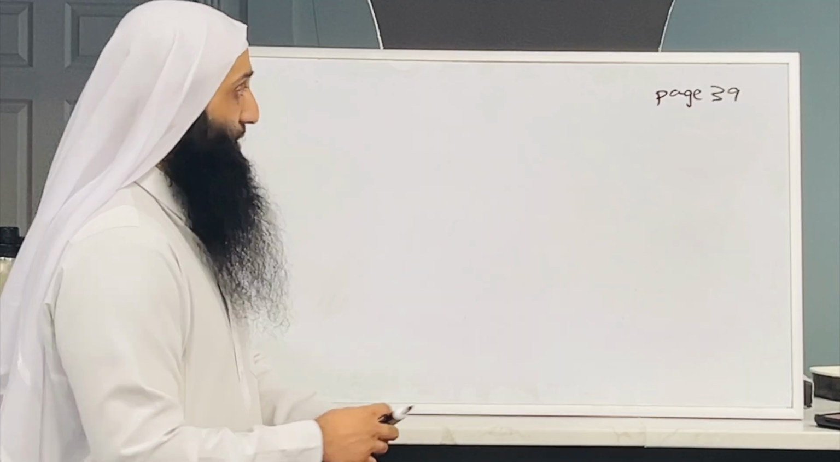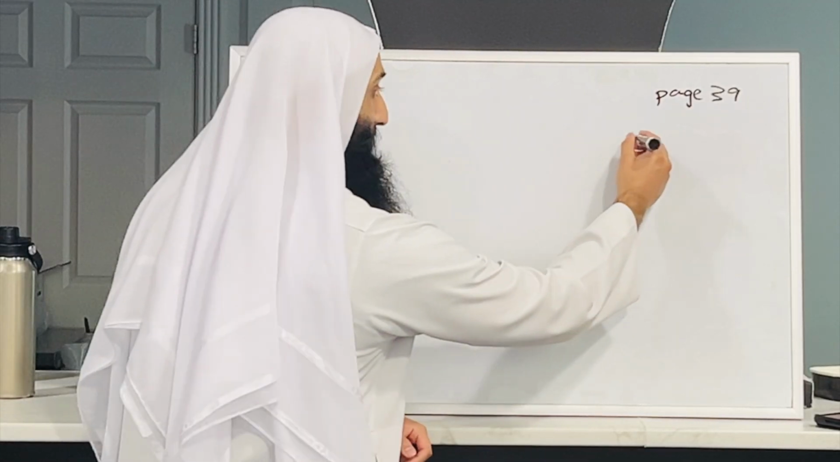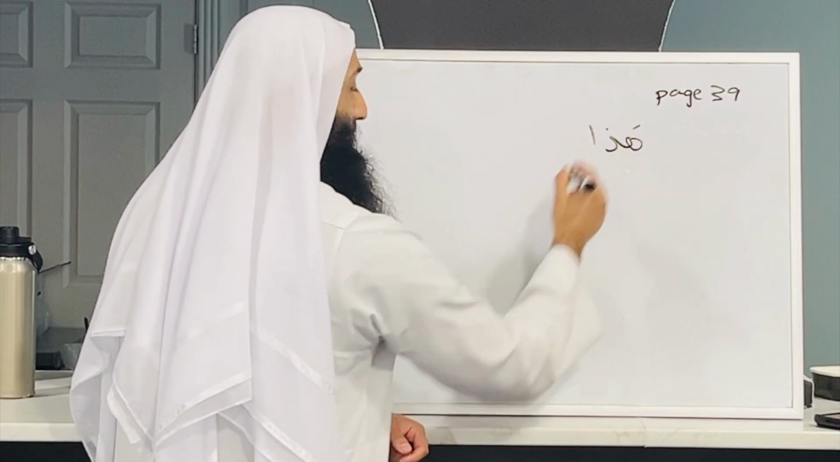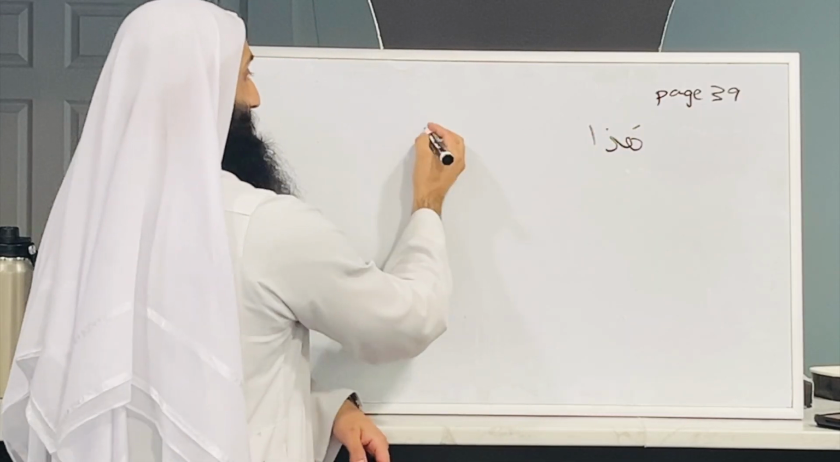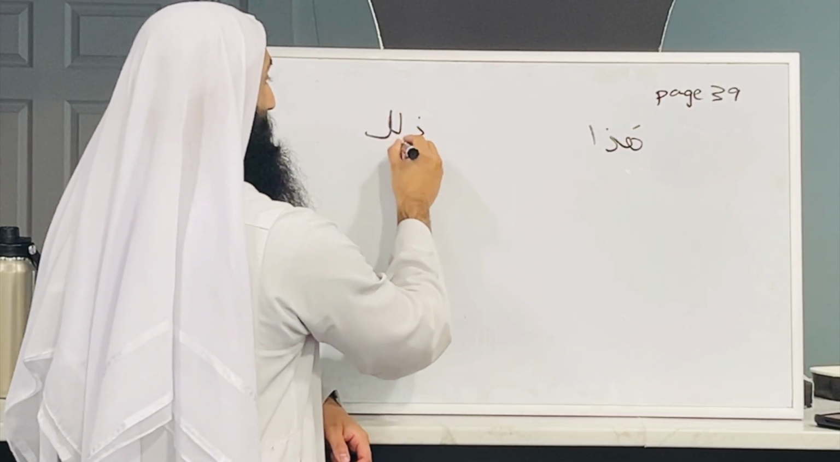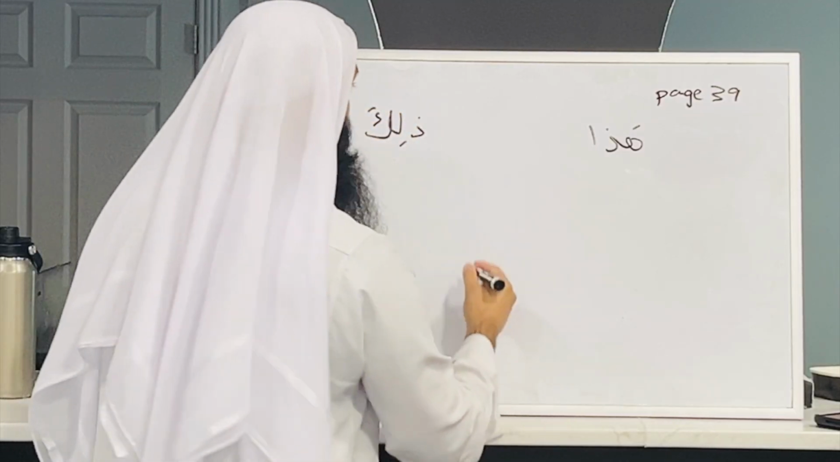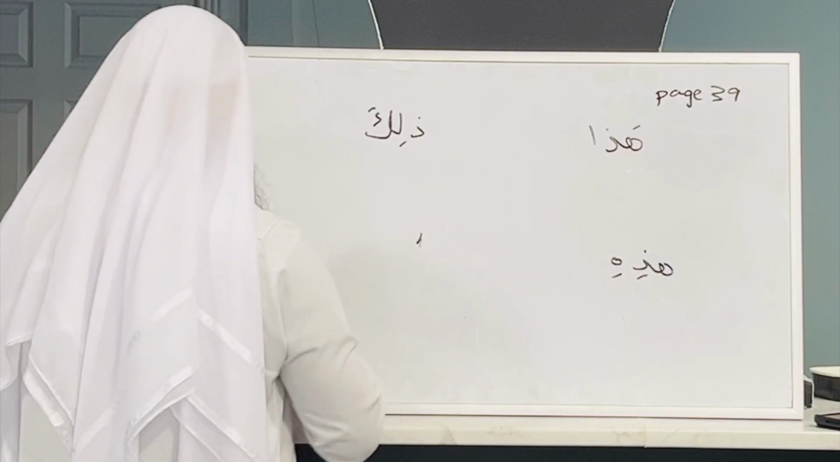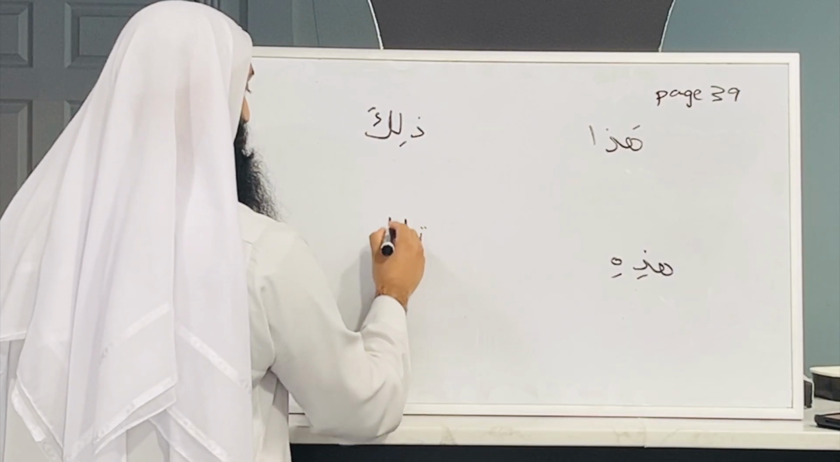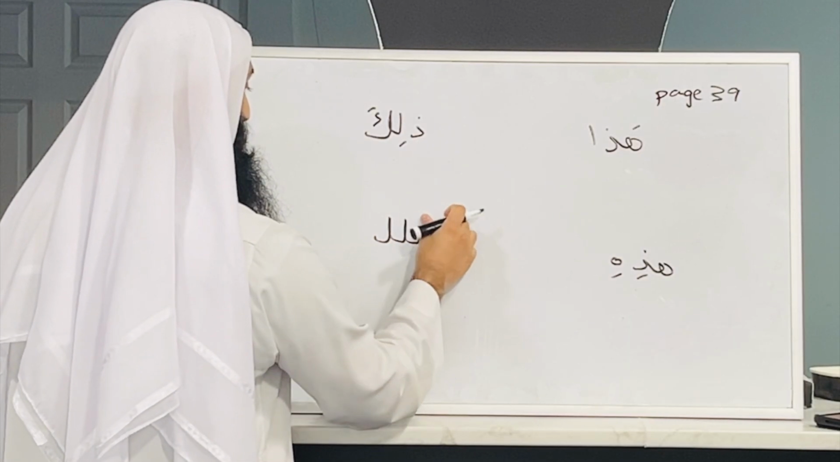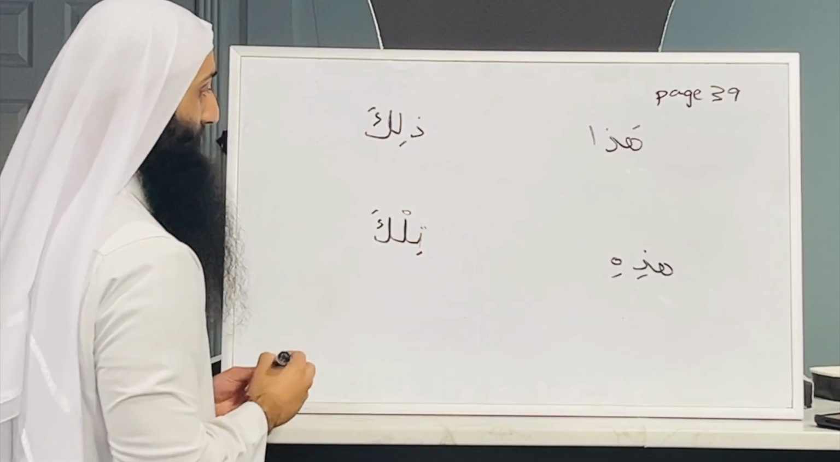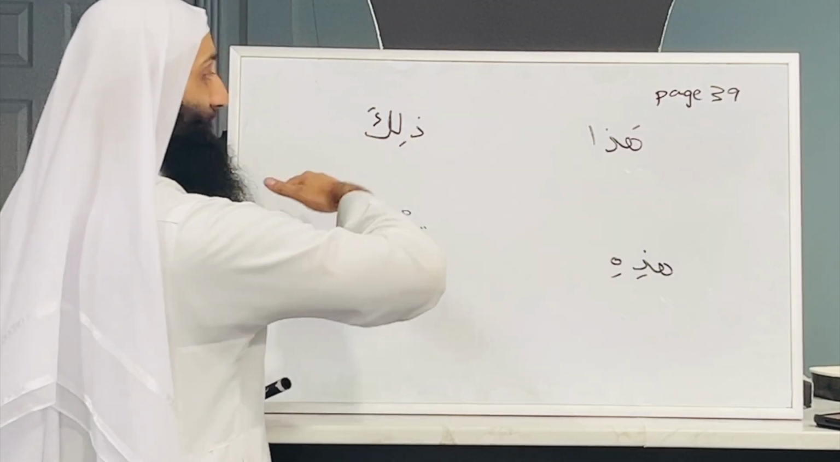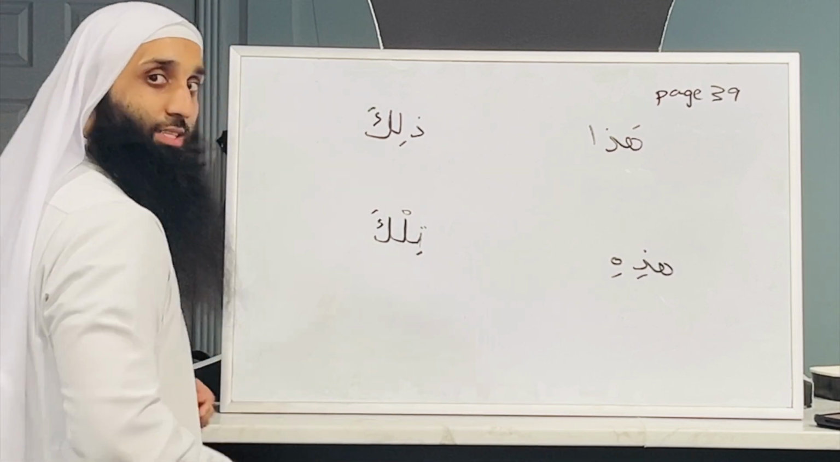And the Ismul Ishara, there were 4. We learned Hada, and then the Dhalika, and then we learned Hadihi, Tilka. And now in this lesson we're going to learn Tilka. Remember that big Punnett square thing? That's what we learned last time.